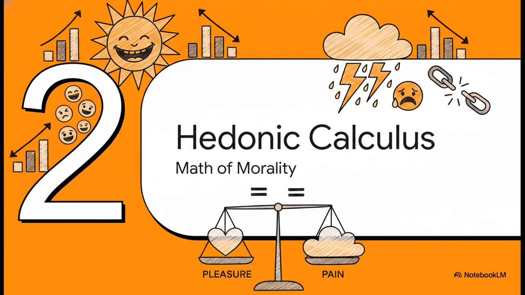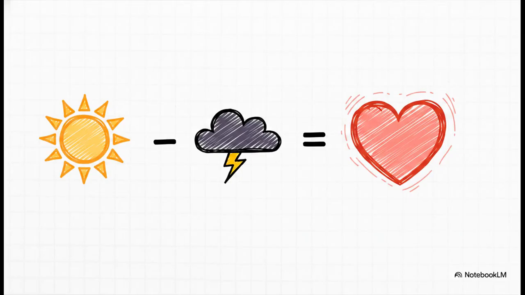Moving right along to section 2, Bentham's hedonic calculus, the math of morality. Bentham had this famous idea that nature has placed mankind under 2 ultimate bosses, pain and pleasure. They govern literally everything we do, say, and think. So his core equation was incredibly simple. Happiness equals pleasure minus pain. Bentham actually believed we could calculate morality like an algebra problem. If you add up all the pleasure an act creates and subtract all the pain it causes, you get a definitive, indisputable moral answer. The most moral act is always the one that maximizes pleasure and minimizes pain.